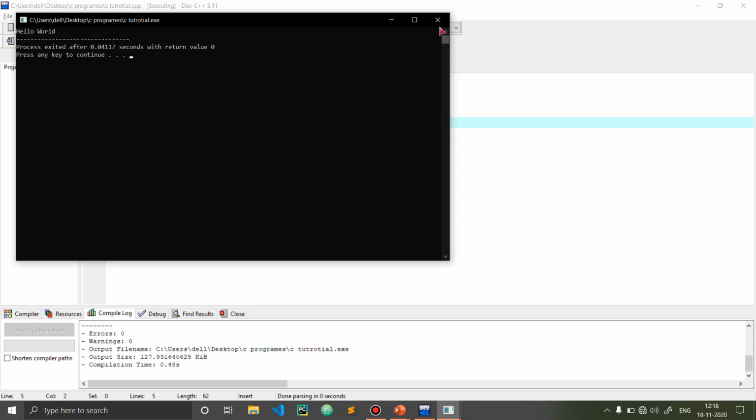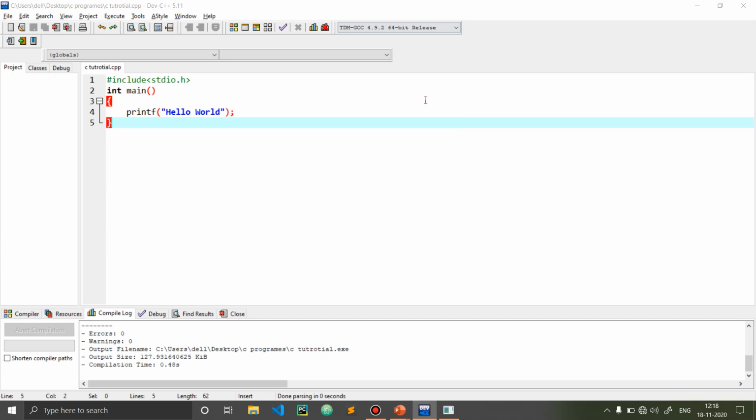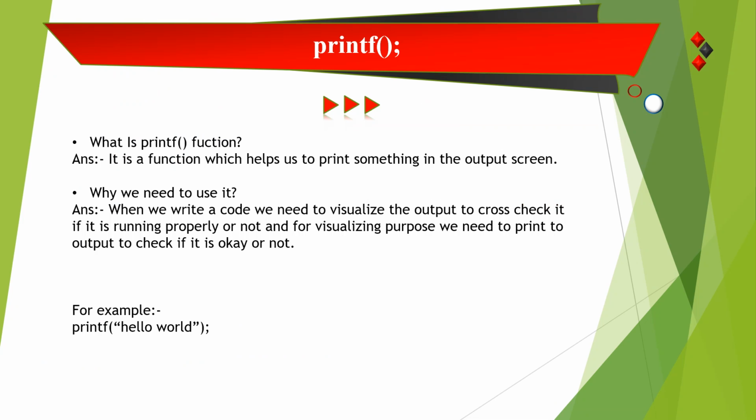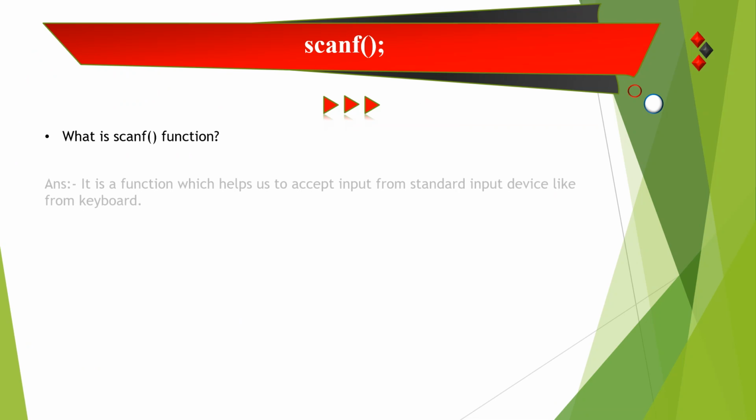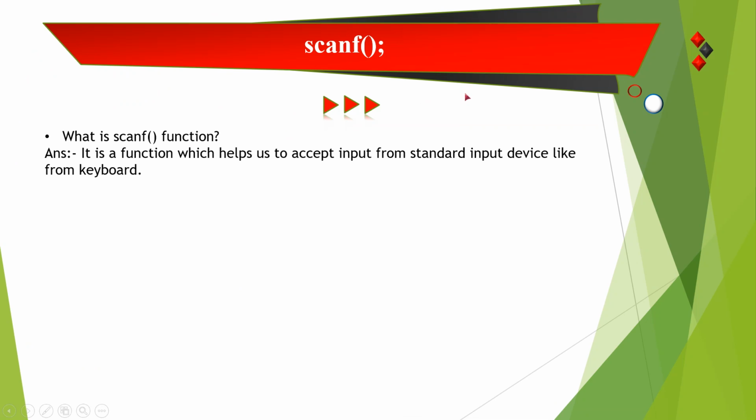You can see that. And now coming to the second most important basic function, that is scanf. So what does scanf do? Scanf helps us to read the value given by a programmer, right? So it helps us to accept the value given by the programmer. You can see that it is just to accept input from standard input device like keyboard.